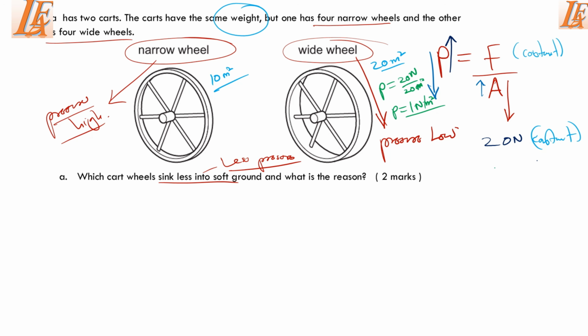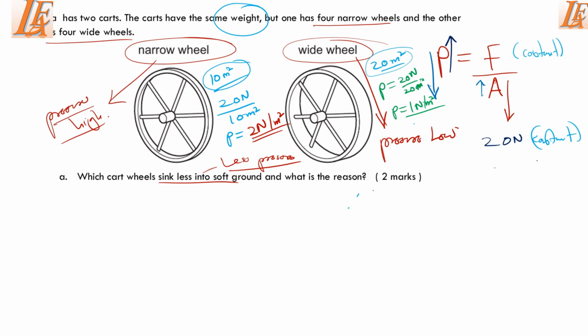Then the pressure for the smaller wheel, the wheel with a narrow area, is pressure equals force over area. Since weight is the same, 20 Newton divided by 10 square meters, our pressure is going to be 2 Newton per square meter. So you can see when we have a small area that is 10, pressure is 2. But when we have a large area that is 20, pressure is 1. So a large area signifies less pressure, and a small area signifies a large pressure.